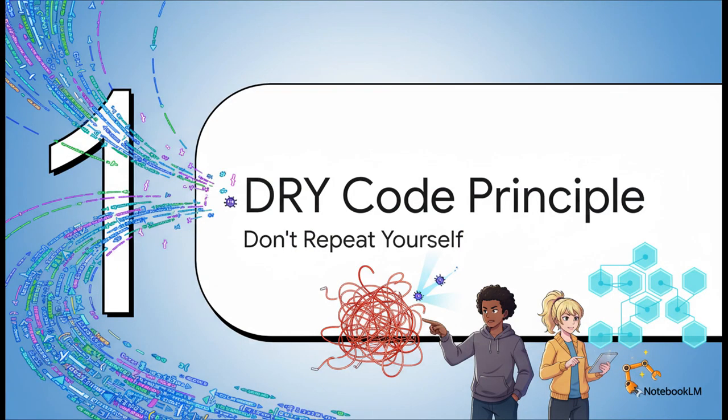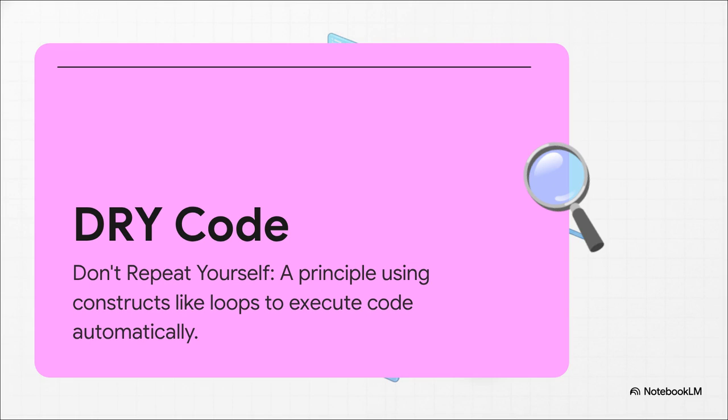So let's kick things off with Section 1, the DRY code principle, which stands for don't repeat yourself. Listen, professional JavaScript developers avoid clunky, repetitive code at literally all costs. And they do it using DRY. Like I said, don't repeat yourself. It is basically the golden rule of programming. If you find yourself hitting copy and paste over and over, you're definitely violating it.